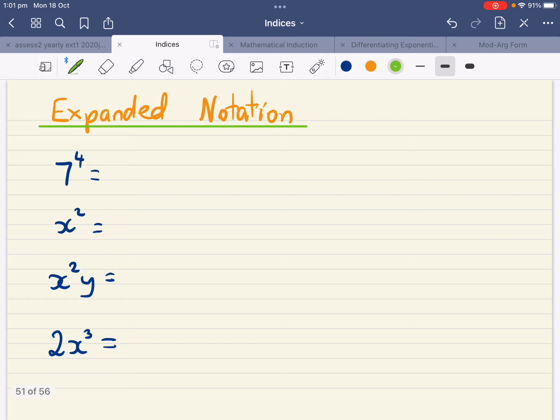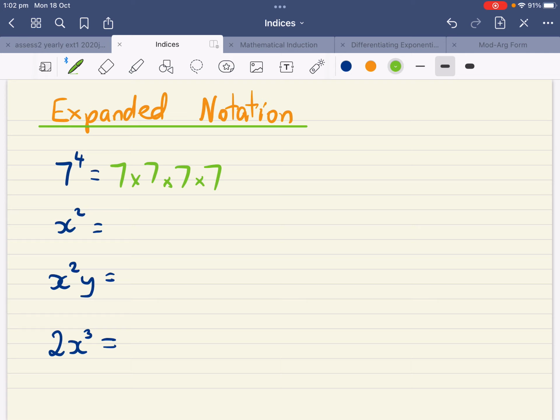All right, the next one. Now, writing out something in expanded notation, so that's just the opposite of what we just did. Here we have some questions that are written in index notation. Now, what we're going to do is we're just going to rewrite them in expanded notation. So in this particular case, 7 to the 4, that would just be 7 times 7 times 7 times 7.